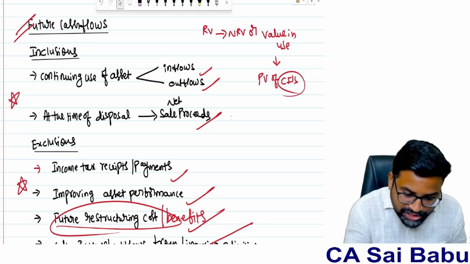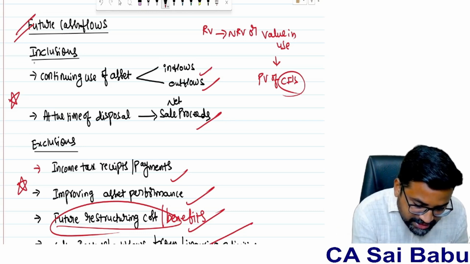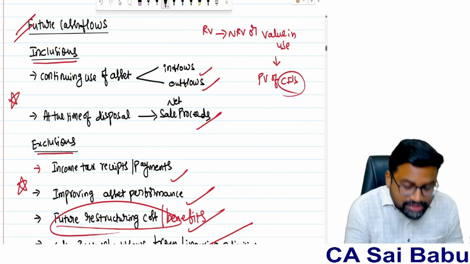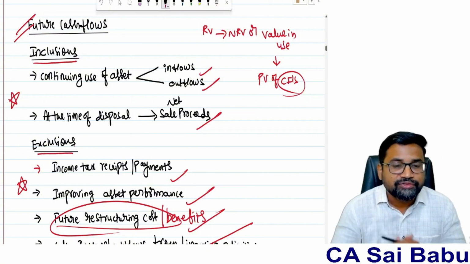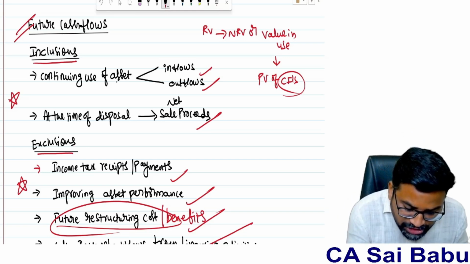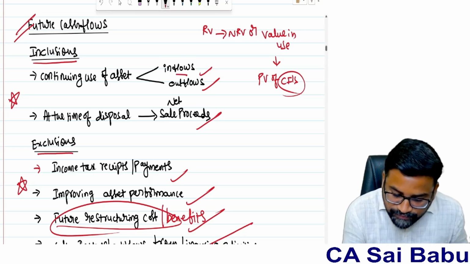See here, future cash flows. The standard says inclusions. What are the things we need to consider? And exclusions. What are the things we should not consider as a part of expected future cash flows? What are the things we will consider? Continuing use of the asset, inflows and outflows.